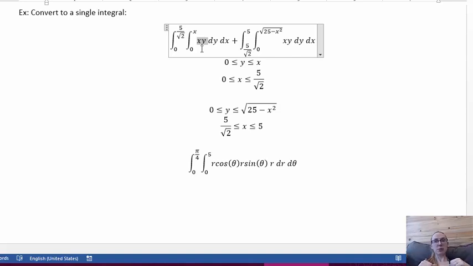But we see circles come up all the time when we're working with spheres and cylinders and things like that. So we will use polar coordinates a fair amount in all the different types of double integrals we're looking at.